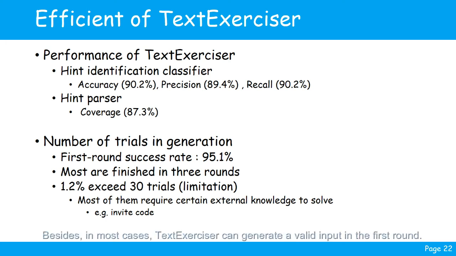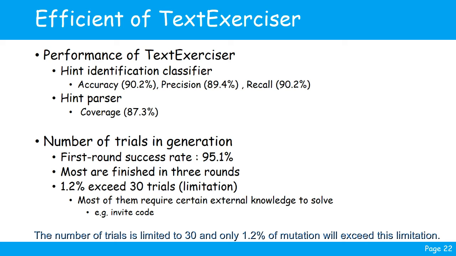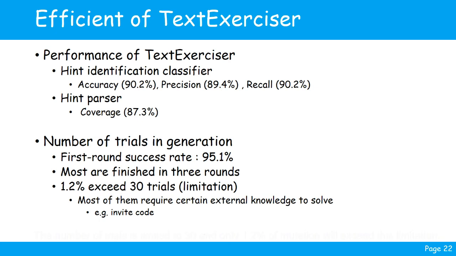Besides, in most cases, TextExerciser can generate a valid input in the first round. The number of trials is limited to 30, and only 1.2% of mutations will exceed this limitation. The major reason for these failed cases is that they require some specific external knowledge, for example, invitation codes.